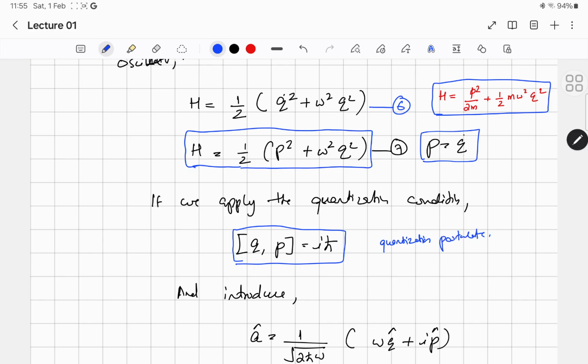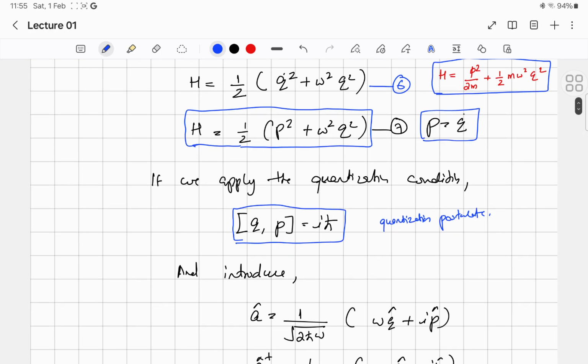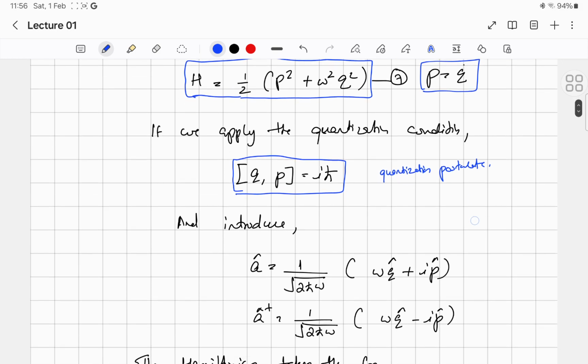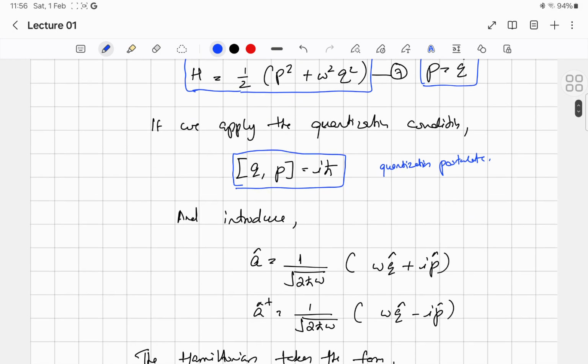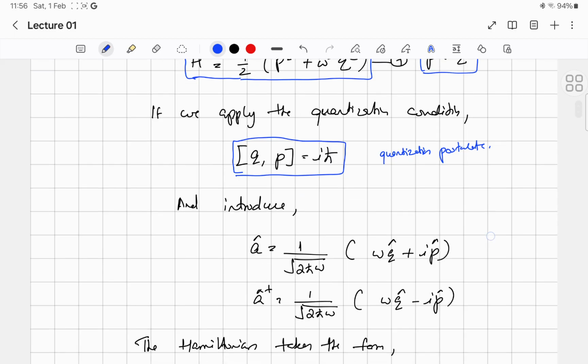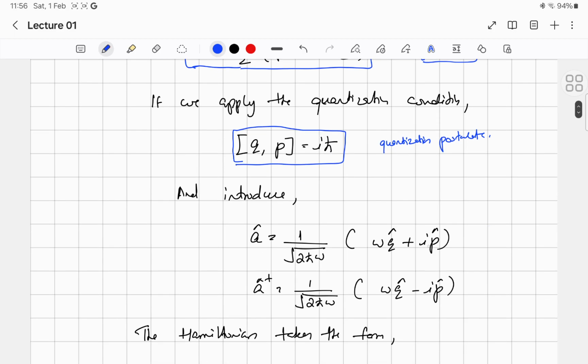Okay, so from here onwards the quantization comes. Now, in order to rewrite this Hamiltonian in terms of the operators A and A dagger, I am going to introduce the A and A dagger operators of this form. A is 1 by root 2 h cross omega, omega q plus ip.